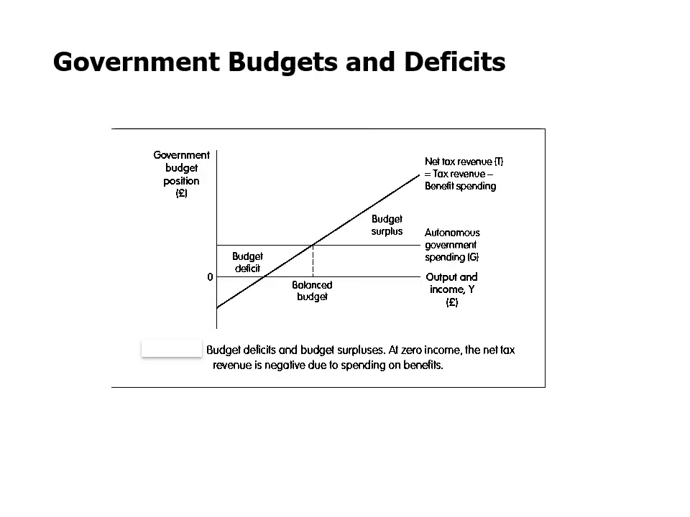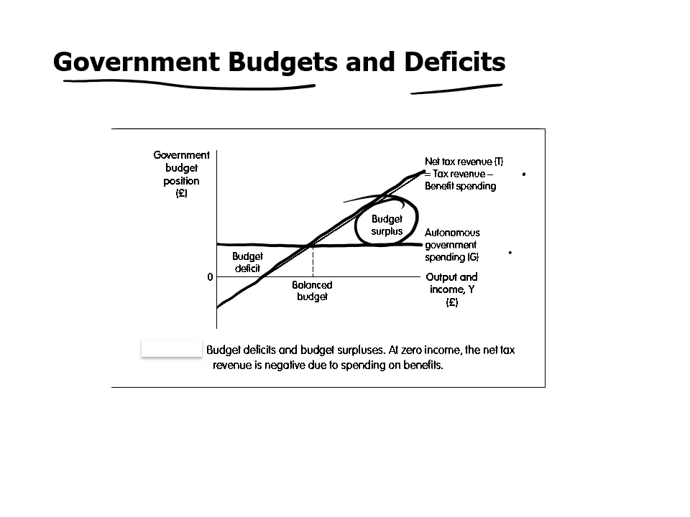So here we have this beautiful graph illustrating the relationship between government budgets and deficits. We have our net tax revenue and our autonomous government spending. When our net tax revenue is above our autonomous government spending, we have a budget surplus, because we're bringing in more than we're spending. Taxes are above autonomous government spending, so that's a good thing.